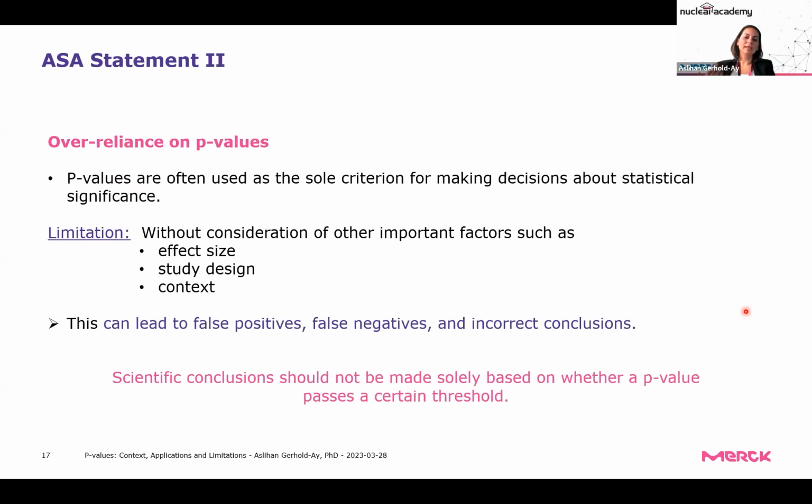And so we come to the next statement, the over-reliance on p-values. Because p-values are very, very often used as the sole criterion for decision-making, this black and white decision. And as said, what happens when we have 0.049 or 0.051? We need to be aware this can lead to false positives, false negatives, and incorrect conclusions. So think about and bring your p-value more in the context of other factors to make your decisions.